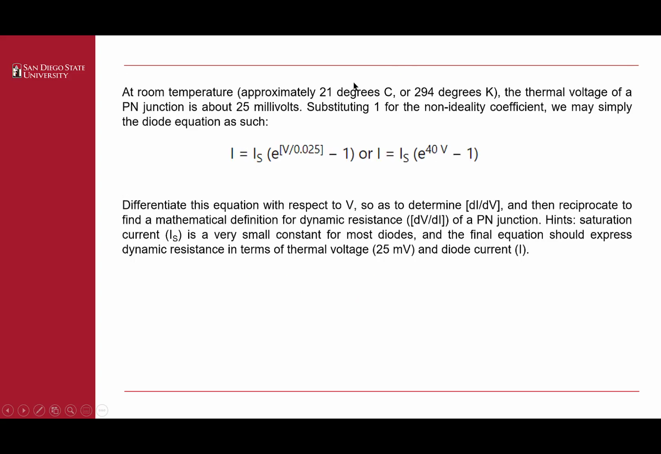At room temperature, which is approximately 25 degrees Celsius or 294 degrees Kelvin, the thermal voltage of a PN junction is about 25 millivolts. Substituting 1 for the non-ideality coefficient, we may simply get the diode equation as such: I equals Is times e to the V over 0.025 minus 1, or I equals Is times e to the 40V minus 1.